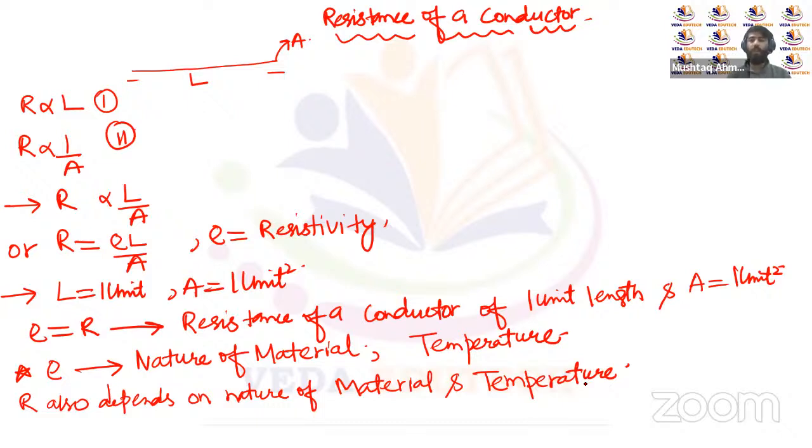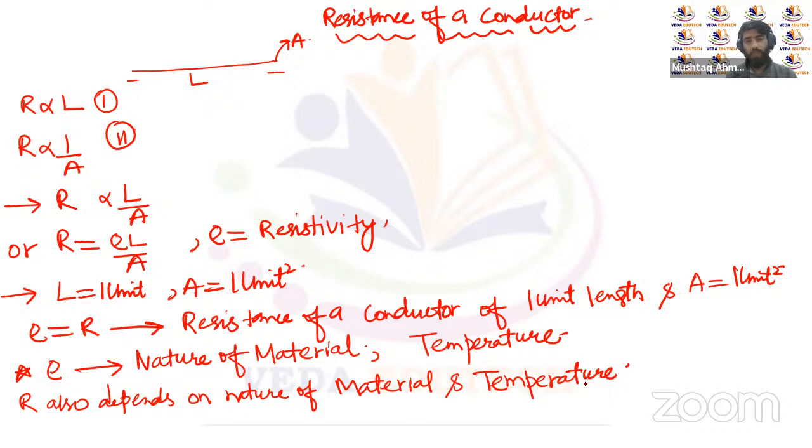The first factor is the length of a conductor, another factor is the area of cross section, the third factor is the nature of material of a conductor, and the fourth factor is external temperature. The resistance of a conductor increases on increasing the temperature. If we increase the temperature of a conductor, the resistance increases, and if we decrease the temperature, the resistance decreases. We'll discuss in detail the temperature dependence of resistance in the next lecture.